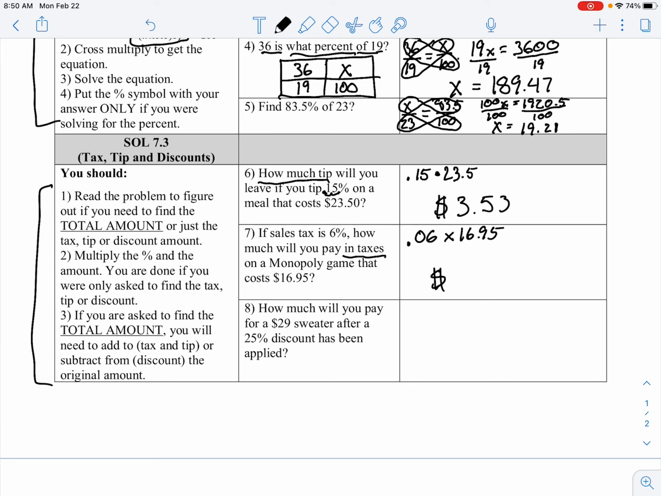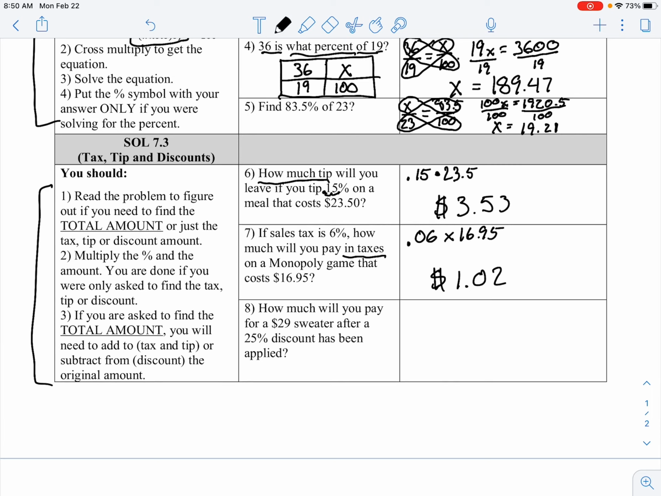And how much are we paying in tax? Well, let's find out. We've got 16.95 times 0.06. So it looks like we are paying $1, a penny, and a little bit more in taxes. That is going to round up because we're looking at our 1. Then we look to the right. We have a 5 or bigger. So that 1 will become a 2. We are paying about $1.02 for our tax on that Monopoly game there.